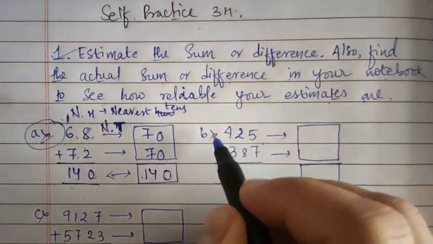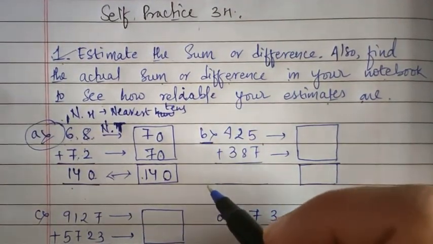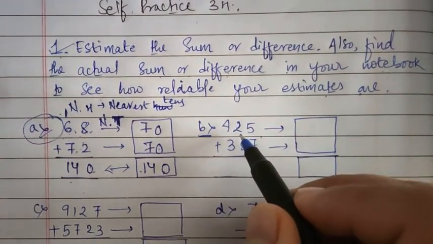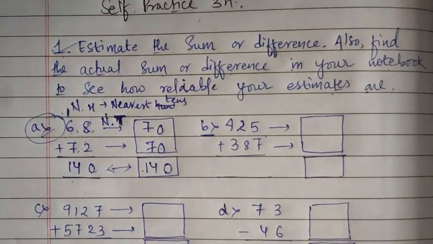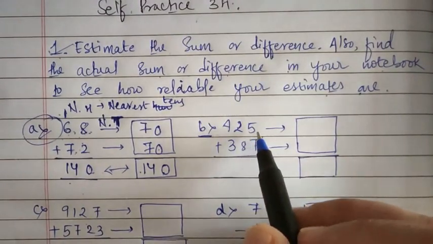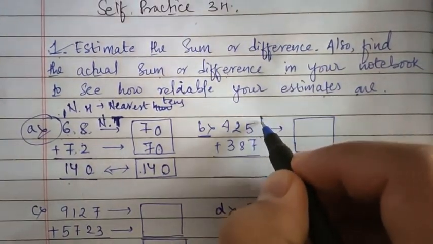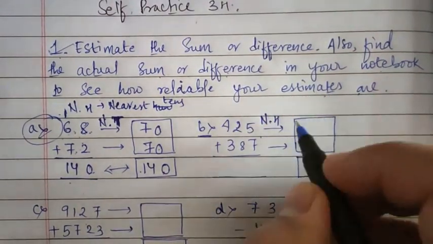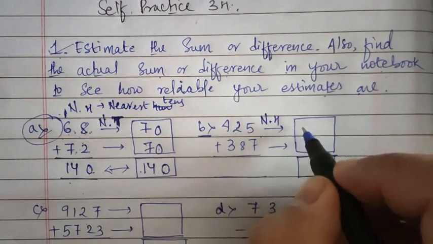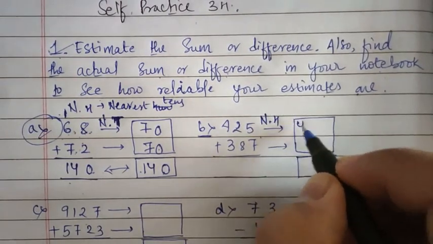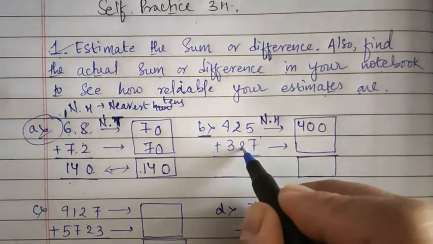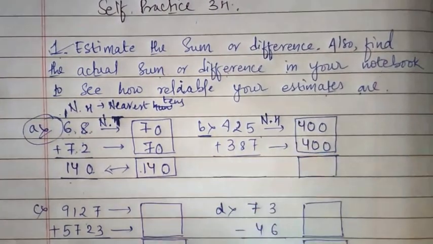So now let us proceed to the next question, that is number B. You have to round off this into the nearest 100 position, okay. When you round off 425 into the nearest 100, you will get 400. Similarly, when you round off the other figure, you will get 400 only, okay.